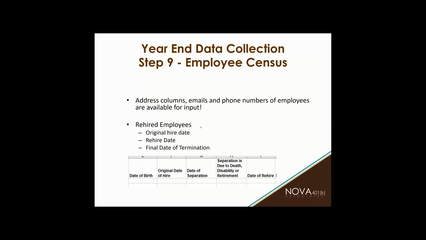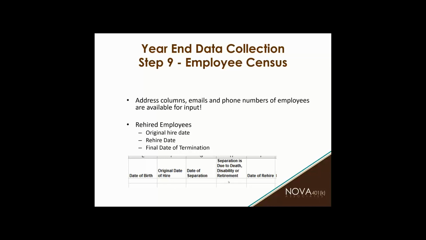So there are address columns, emails, and phone numbers for your employees. They are available for input. They are not required columns, but we do ask you to provide that information if it's easy enough for you from your payroll reports, because that will help our distributions and loans team. When they get a request, they can see if the address, email, or phone number of the employee is different than what was on the form. It's just another check and balance to see if maybe there's fraud going on, okay?